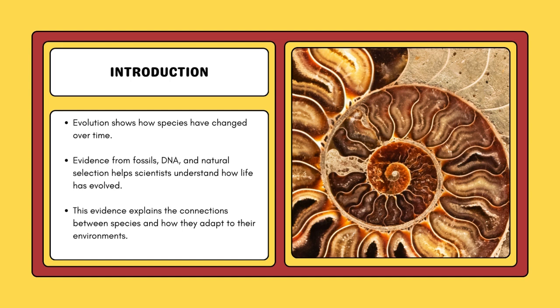Introduction. Evolution shows how species have changed over time. Evidence from fossils, DNA, and natural selection helps scientists understand how life has evolved. This evidence explains the connections between species and how they adapt to their environments.